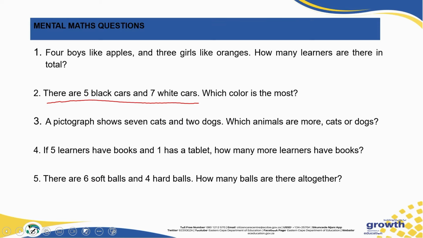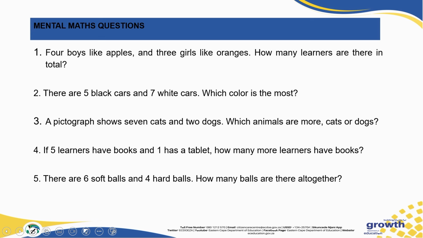Now, listen to my third question. I have a pictograph here. This pictograph shows 7 cats and 2 dogs. Have a picture of a pictograph in your head. It's about cats and dogs. There are 7 cats and 2 dogs. Here is my question. Which animals are more? Is it the cats or dogs? Correct. It's the cats. The cats are 7 in our pictograph. You are doing well, grade ones.